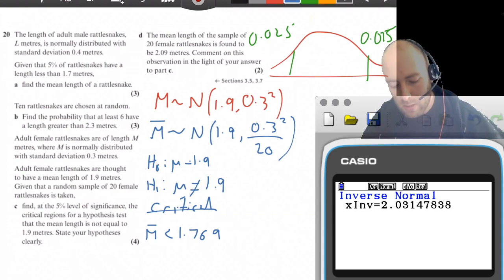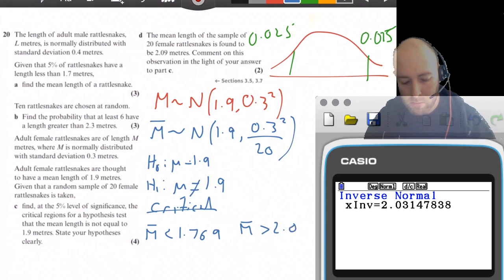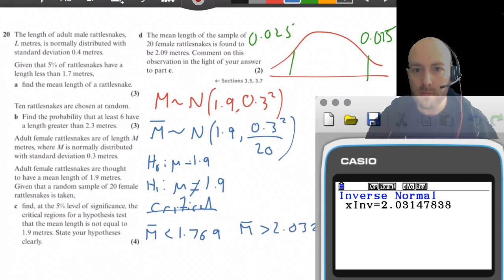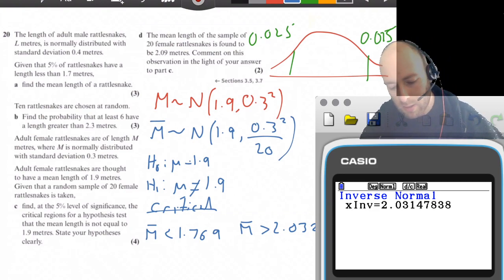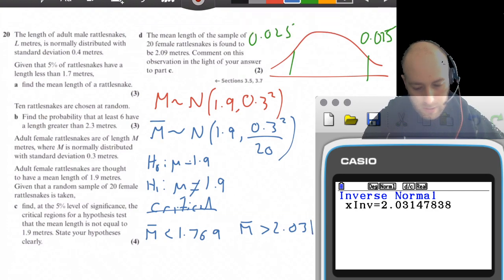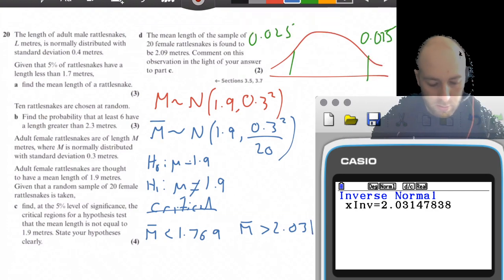M is more than 2.032. No, 2.031. I cannot round. Anyway, so what's the snake length? So that's part C done. We found our critical region.